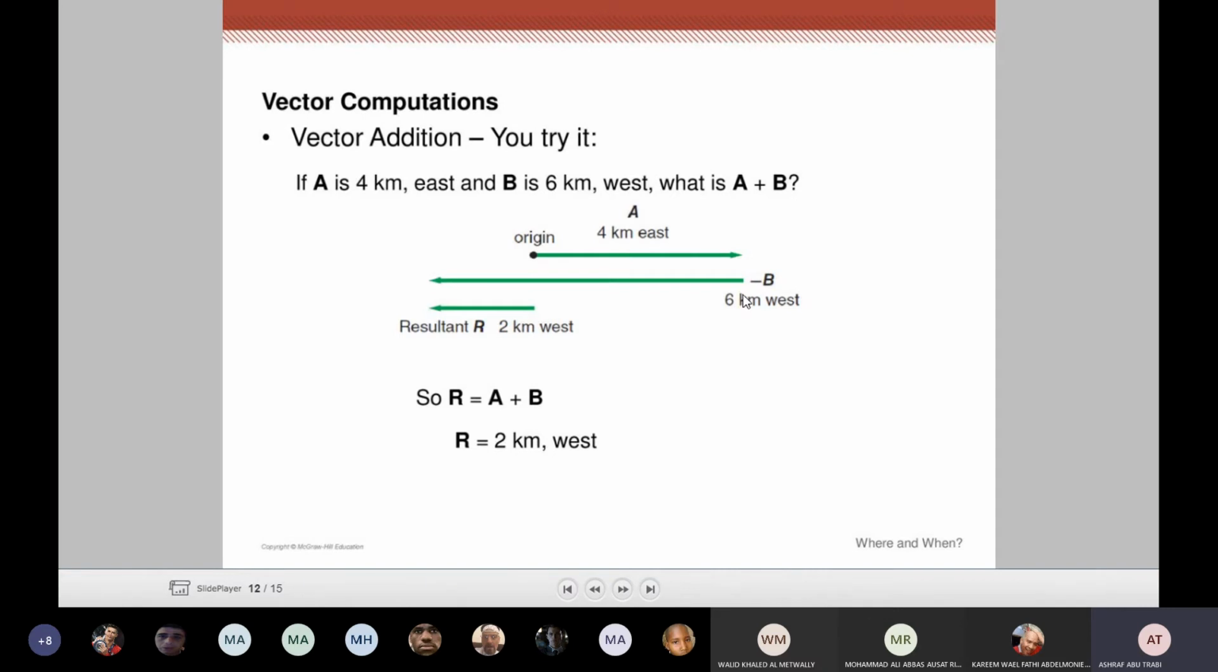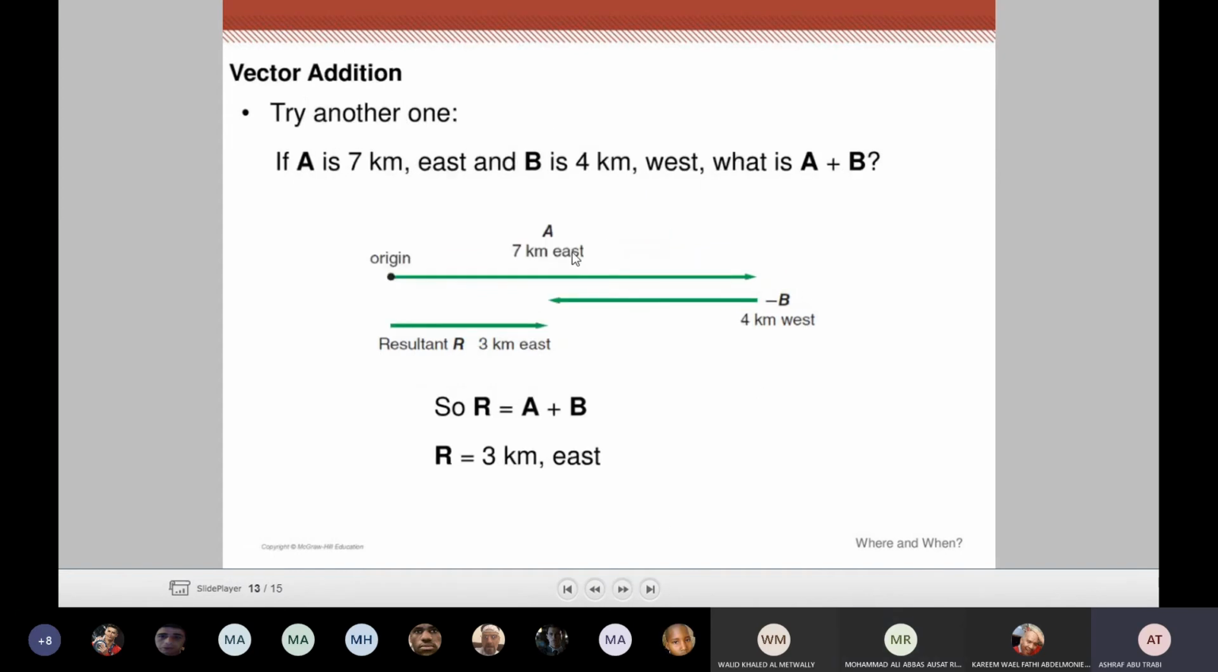I compare 4 with 6. If the east value is greater than the west, then the resultant will go to the east. But here, 6 kilometers is greater than 4. Then the resultant will go to west or east? West. Excellent. So west. I compare the two values. 6 is greater than 4, so the resultant will be to the west.